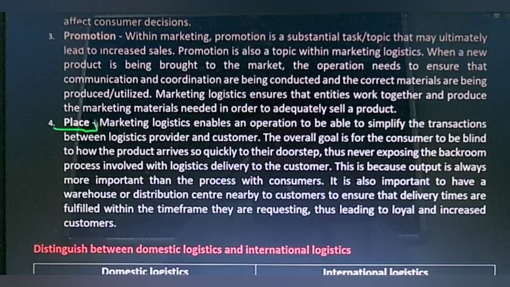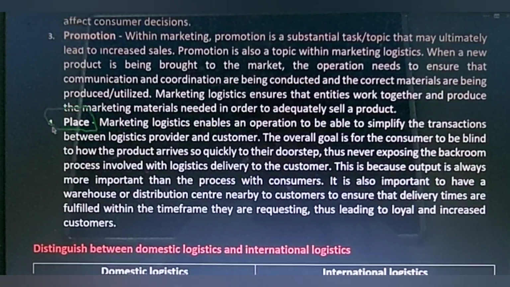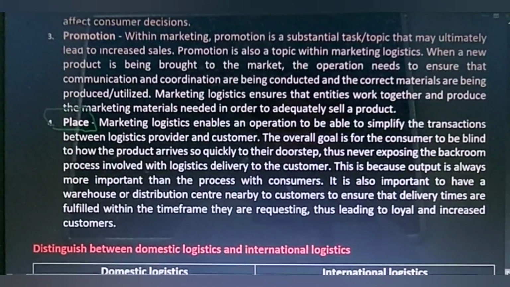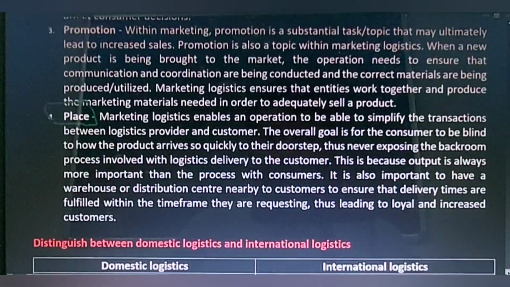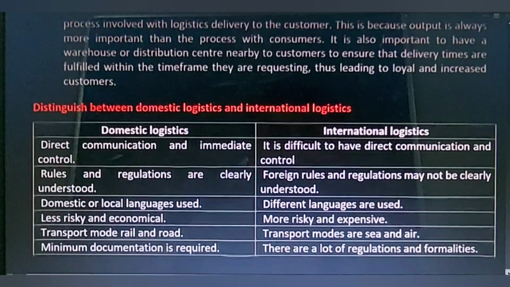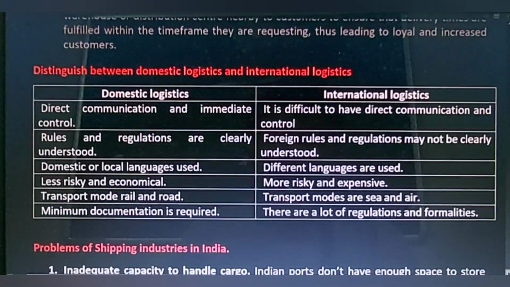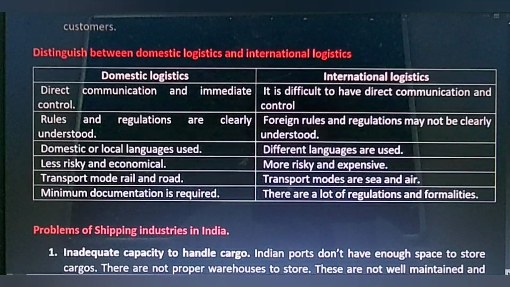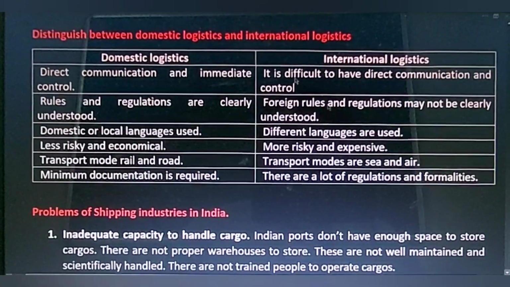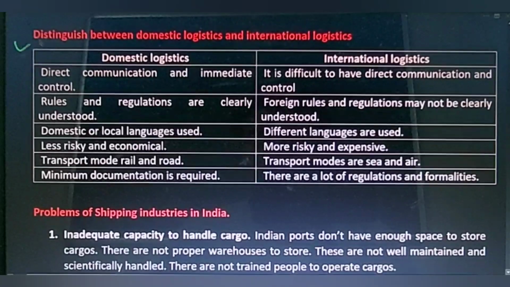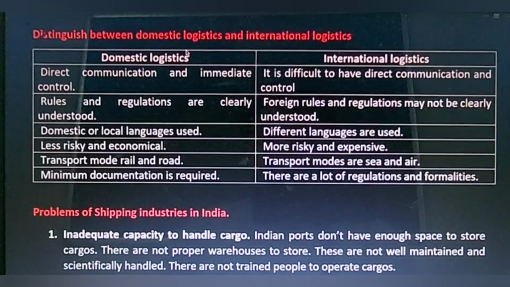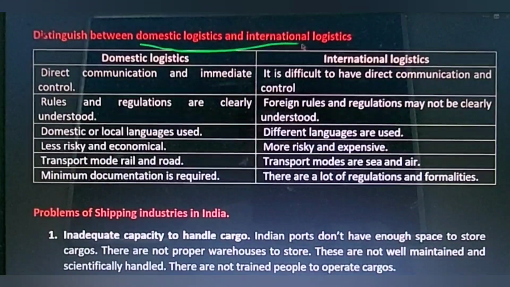And it adds place utility to the goods. Place utility means the movement of goods from a place where it is not demanded to a place where it is more demanded. Okay, the next important question is distinguish between domestic logistics and international logistics.